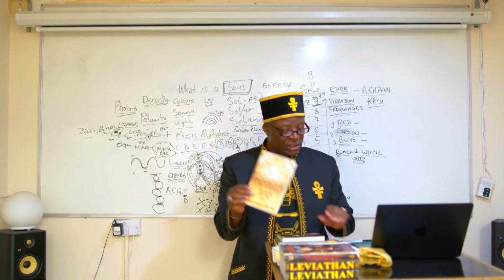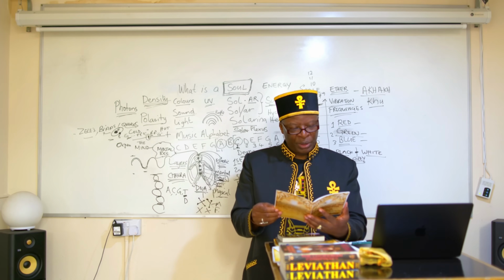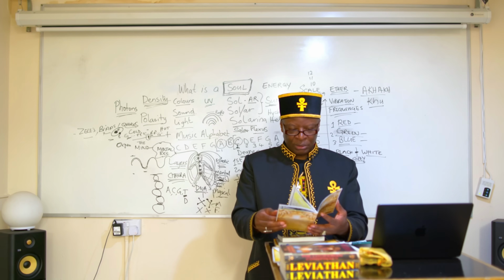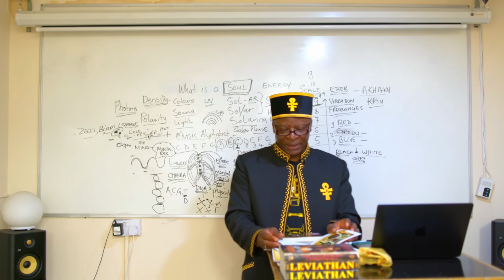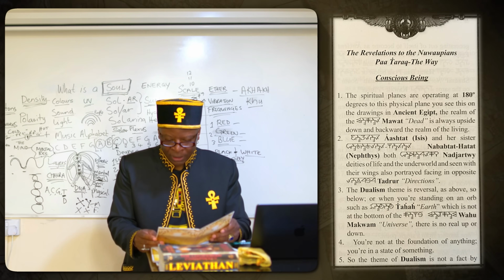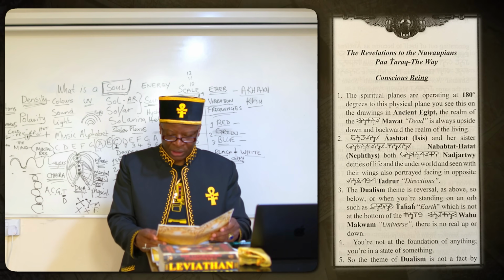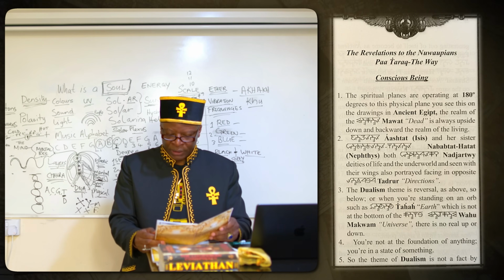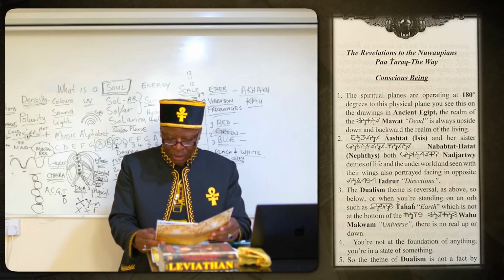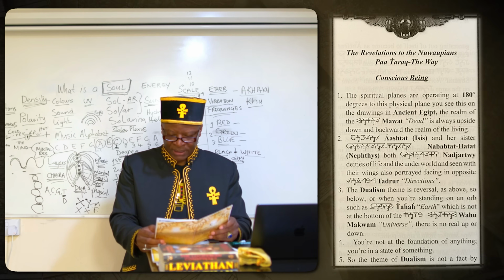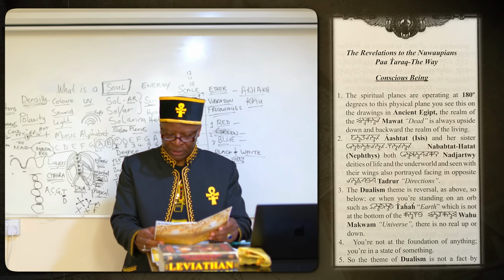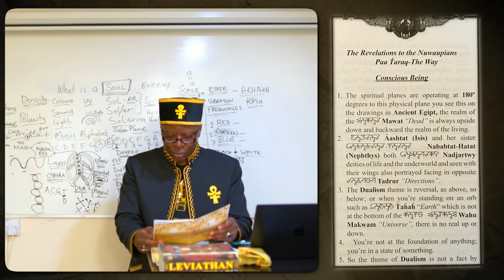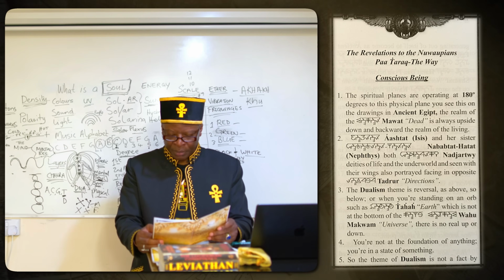The conscious being, which goes into that, because when we say being, most of the time people think about human beings. But I'm going to read a little bit from conscious being and deal with the planes. It says, the spiritual planes are operating at 180 degrees to this physical plane. You see this on the drawings in ancient Egypt. The realm of the Mawat, or the dead, is always upside down and backward. The realm of the living, Ashtar Isis and her sister Nephthys, both deities of life and the underworld, are seen with their wings also portrayed facing in opposite directions. The dualism theme is reversal, as above, so below.